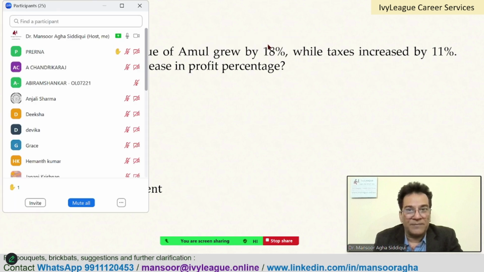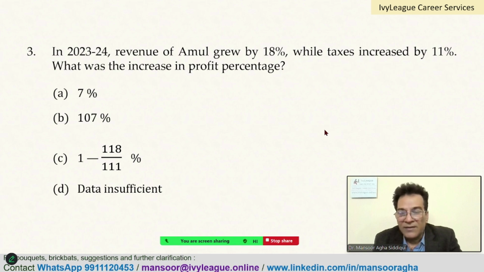Yeah, Prerna, ask me. My doubt is that, even I, in the first instance, thought that the answer is 7. But then I thought, how will anyone calculate if there is no value given? That's the point. That's the point.